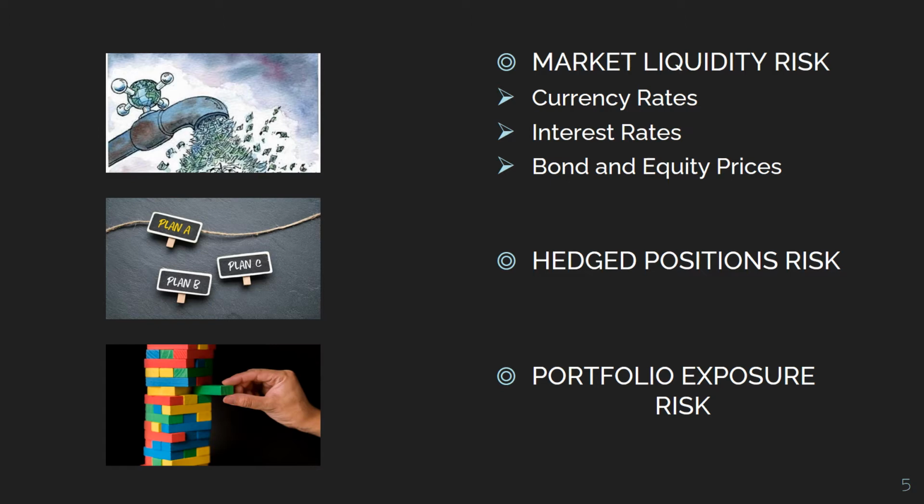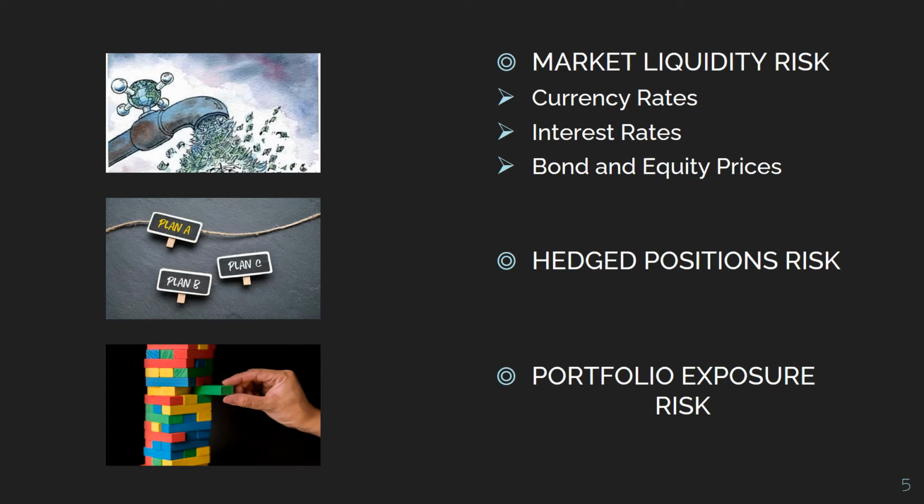Next is hedge position risk, or what you call hedging. Hedging is a risk management strategy employed to offset losses in investments by taking an opposite position in a related asset. The reduction in risk provided by hedging also typically results in a reduction in potential profits. Hedging strategies typically involve derivatives such as options and futures contracts.